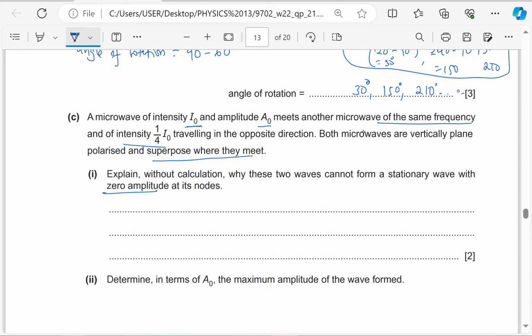So one has intensity I naught, another one has intensity a quarter I naught. And remember, intensity is directly proportional to amplitude squared. So that means they do not have the same amplitude. So the waves have different amplitudes. So we cannot have total destructive interference. So we don't expect zero amplitude at the nodes. So we shall say waves have different amplitudes.